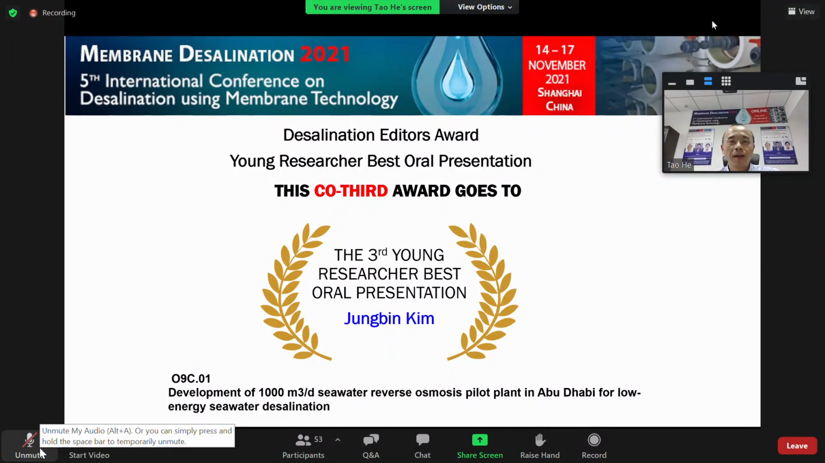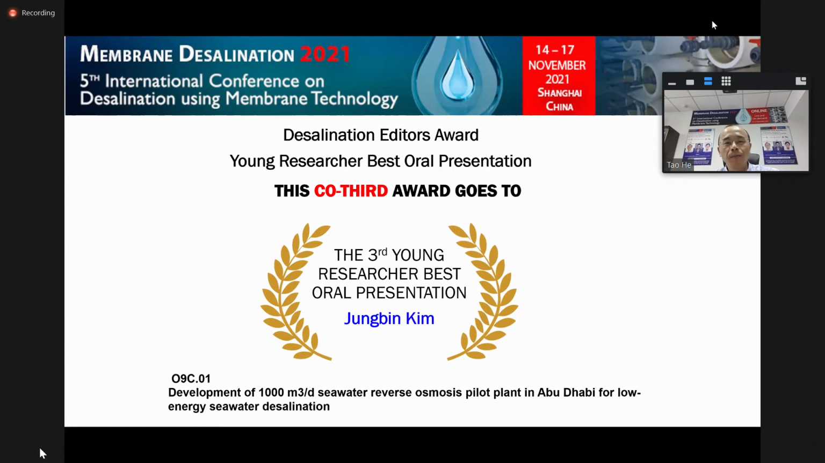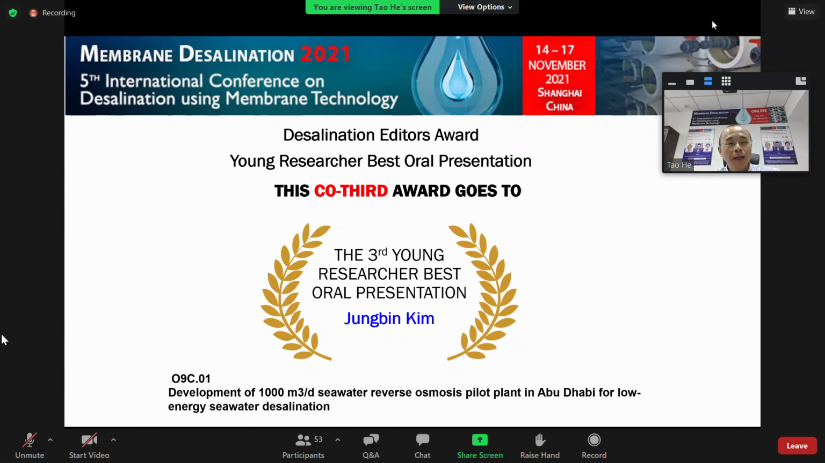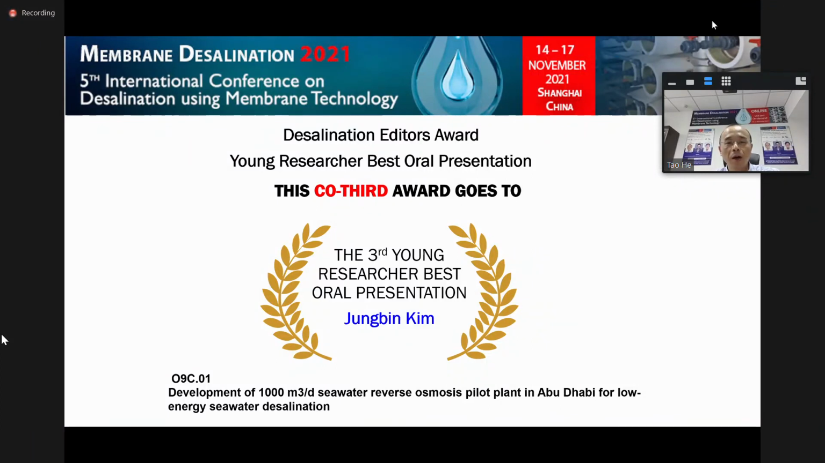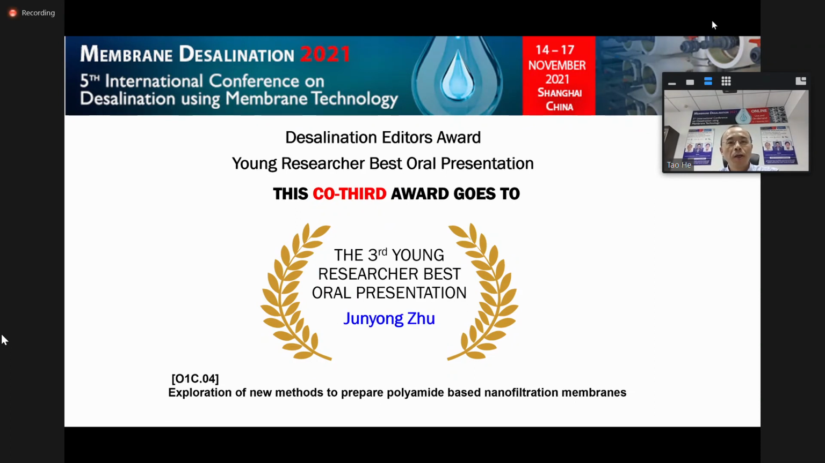The second core third award goes to Junbin Kim for his development of 1,000 cube per day seawater RO pilot plant in Abu Dhabi for low energy seawater desalination. Congratulations, Junbin. Our core third award goes to Dr. Junyong Zhu for his exploration of new methods to prepare polyamide-based nanofiltration membranes. Congratulations, Junyong. Now we are going to the second.